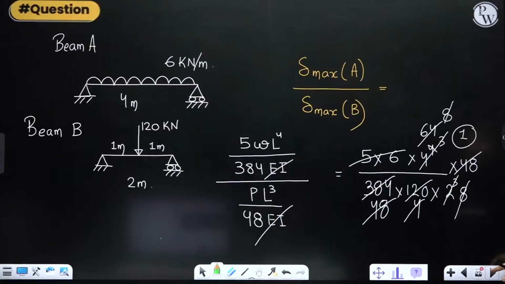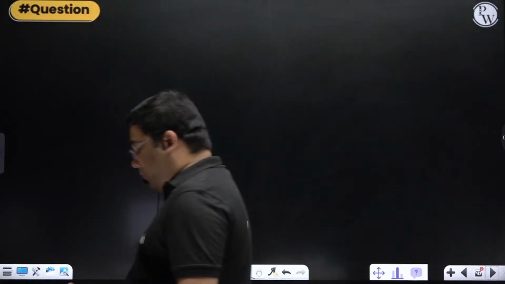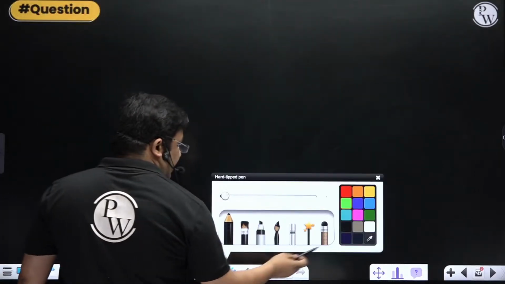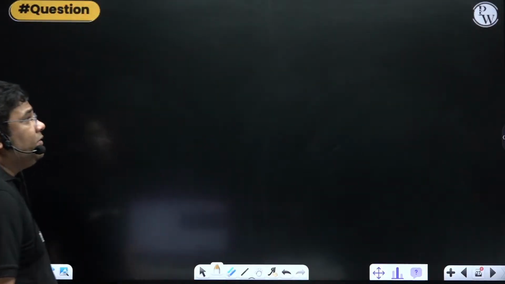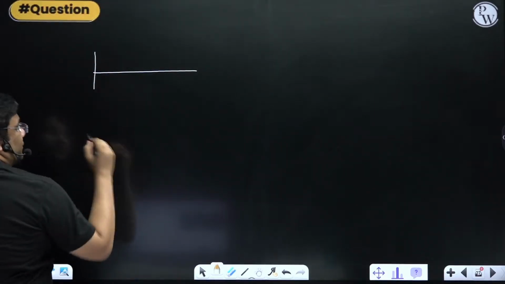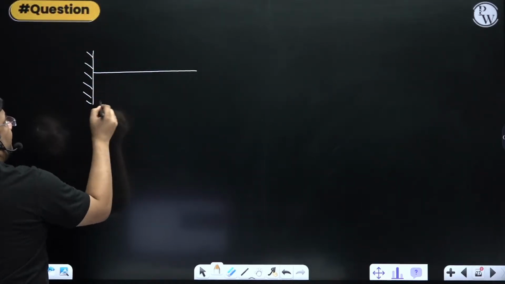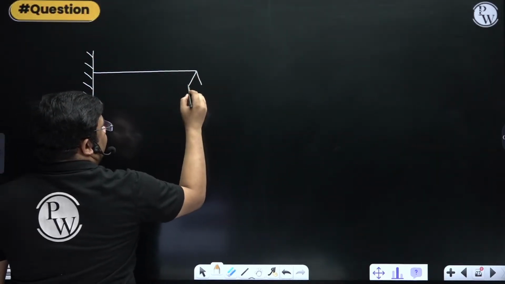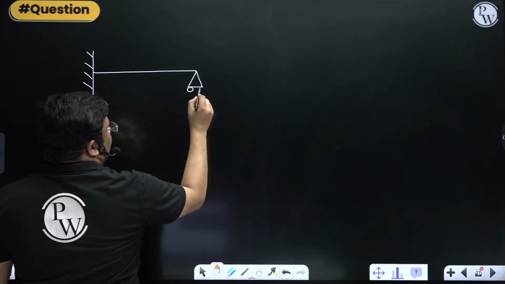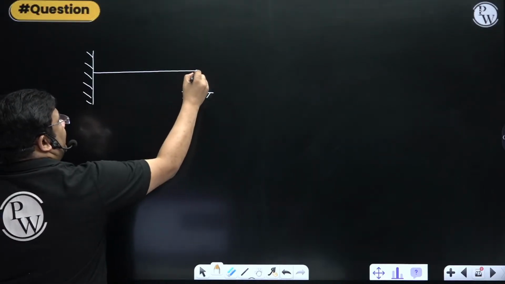Okay. Now the next type of questions are asked from propped cantilever. Now what is this propped cantilever and what type of questions can they ask? We can solve the propped cantilever questions using the cantilever theory only. How? You see. Propped cantilever is what? We have a cantilever beam whose free end is pinned here. So this is what a propped cantilever is.